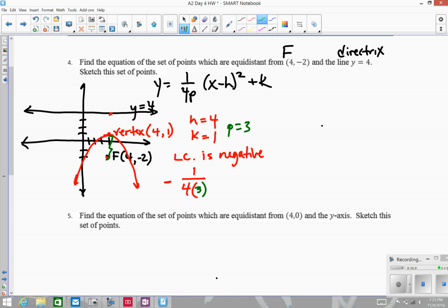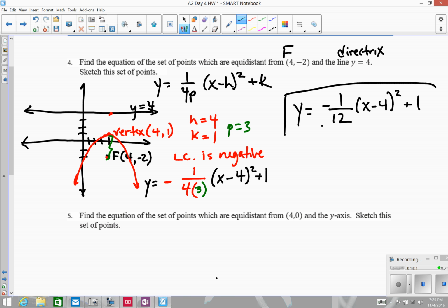So my equation, I'm going to start writing this. Y equals negative 1 over 4p, x minus an h value of 4, quantity squared, plus a k value of 1. Cleaning that up, y equals negative 1 over 12, x minus 4 squared plus 1. And that's number 4 completed.